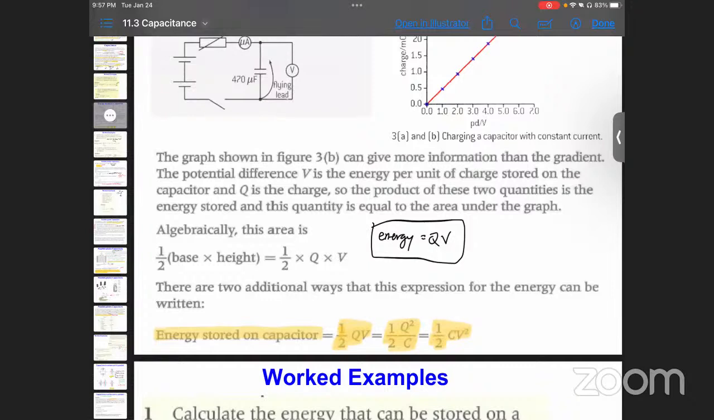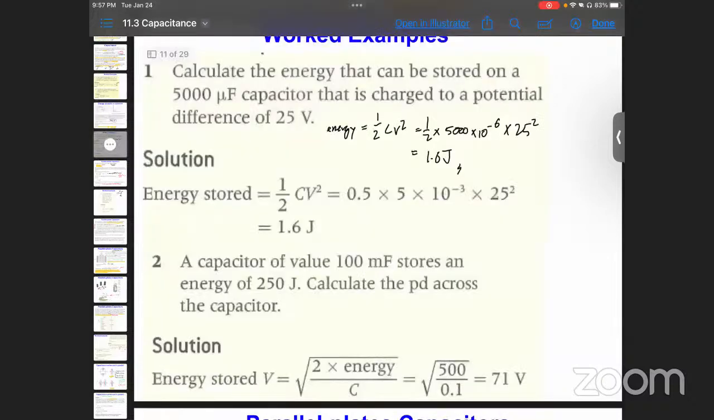By the way, it's half QV. I don't know why it's half. It's just like that. I was mentioning QV in the general principle of electricity that work is equal to QV. Here it is half. They did explain, but I don't want to go into it. Just half like that.